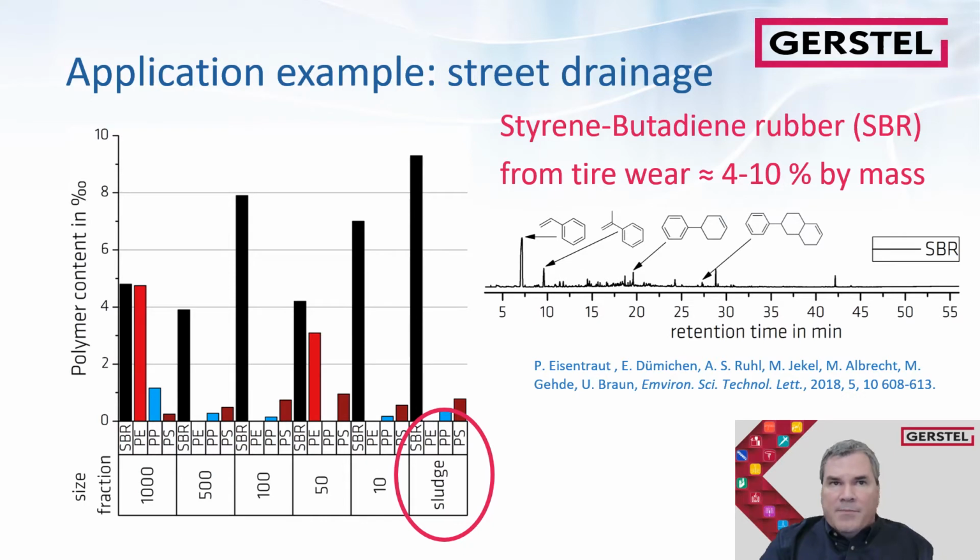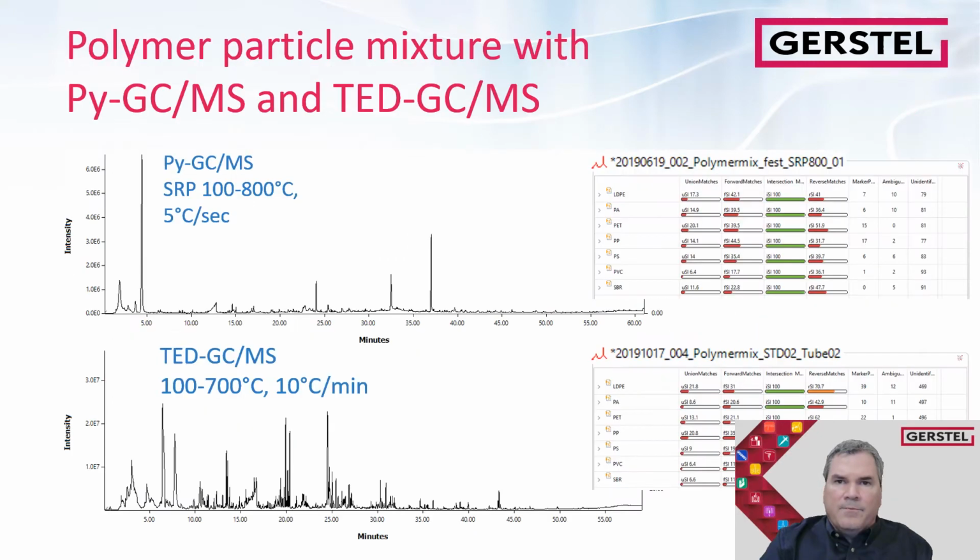So this is an example of looking at microplastics from street drainage. Here, styrene butadiene rubber was identified from tire wear. It ends up being around 4 to 10% by mass of the sample entirely. Notice that most of this is actually in the smallest size fraction. These samples were taken in several different filters to have different sizes. Most of this is out in the sludge, but there's a significant amount of SBR in every part of the sample. So in terms of street drainage, SBR from tires is a significant contribution.